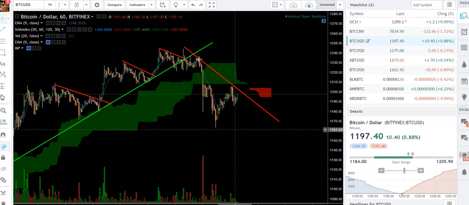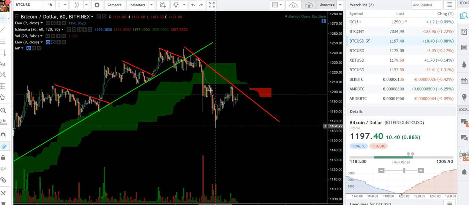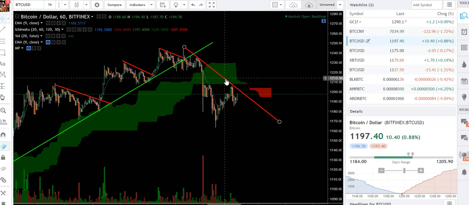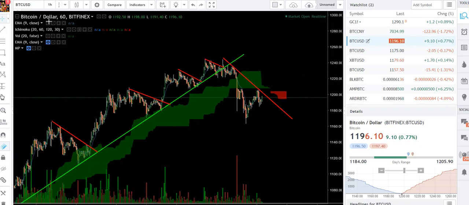So right now we're really watching this thing to say, okay, we broke our uptrend, we sold through the hourly cloud, we are hitting a resistive point now. So where could this thing go?